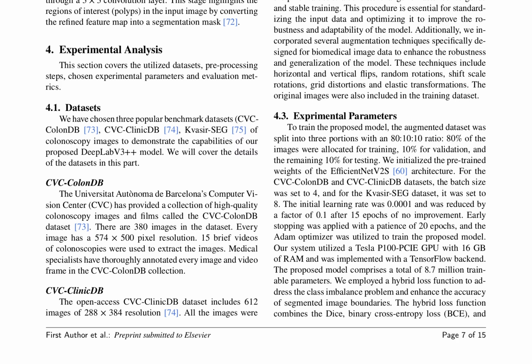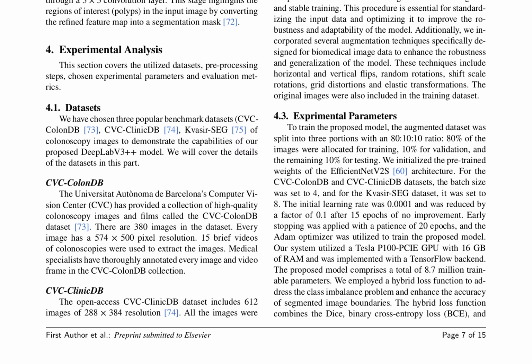The experimental parameters include splitting the augmented dataset into training, validation, and testing sets with an 80, 10, and 10 ratio, initializing pre-trained weights, setting batch sizes, learning rates, and optimization algorithms. The proposed model comprises 8.7 million trainable parameters and is implemented with a TensorFlow backend on a Tesla P100 PCIe GPU.